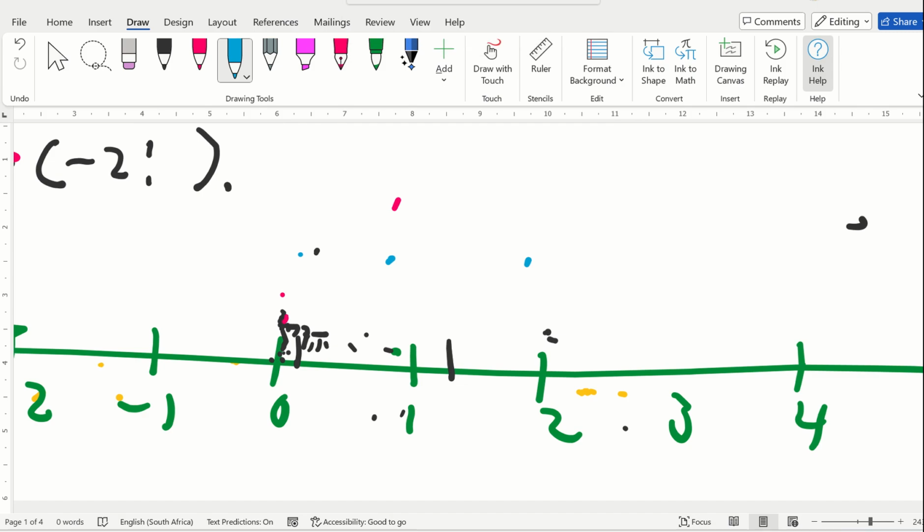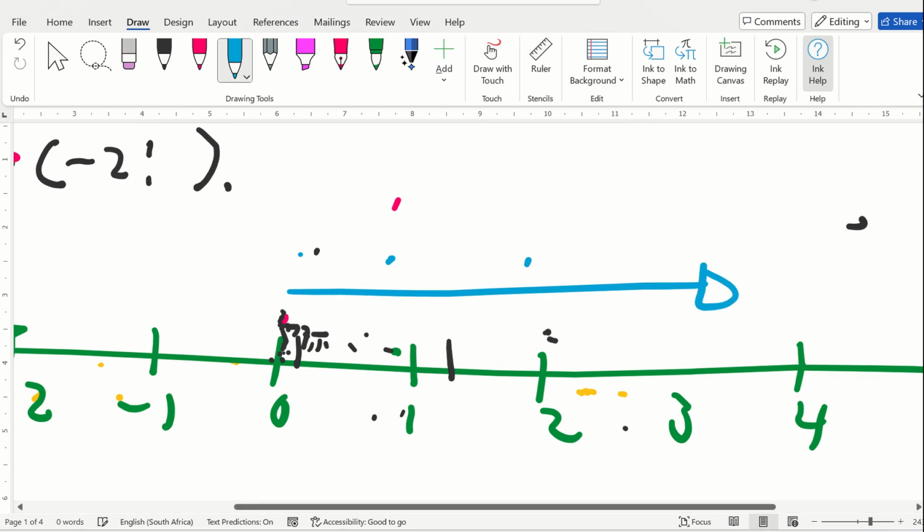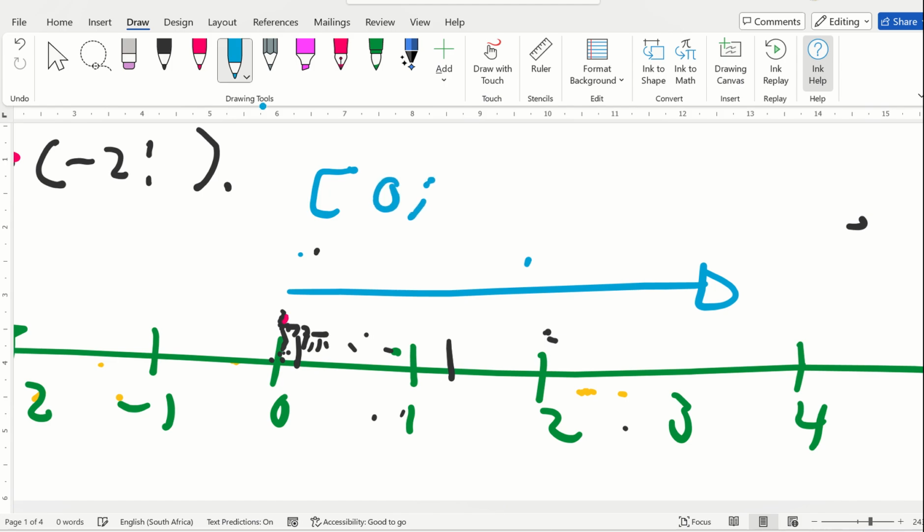A different one. If it comes like this, sorry, starts at 0 and goes on to infinity. Just a straight line that goes on to infinity. Your answer will be, it includes 0, right? So you're going to go, it goes from 0 to infinity.